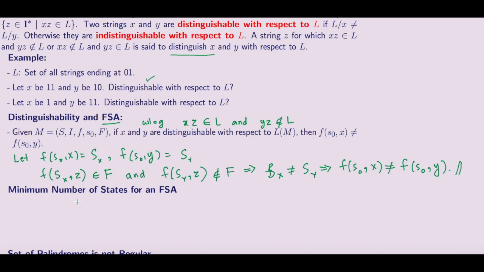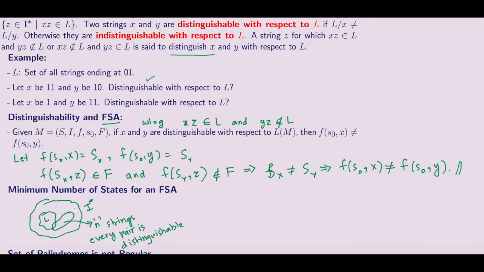Now we talk about the minimum number of states for an FSA. Let's say this is I star, the vocabulary formed by the input symbols, and this is our L, and this is some set which has the property that it has n strings such that every pair of those n strings is distinguishable.